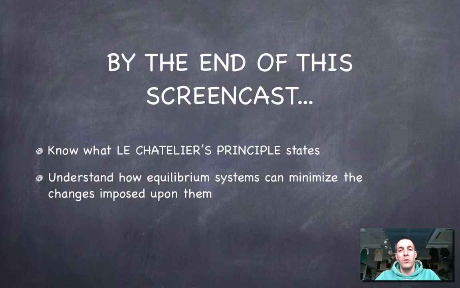So what we've tried to do there, in explaining how equilibrium systems can minimize the changes imposed on them, is follow this routine that uses Le Chatelier's principle to explain things. Remember, you don't have to remember Le Chatelier's principle, but you do have to have in mind what it states, otherwise you can't follow this routine.